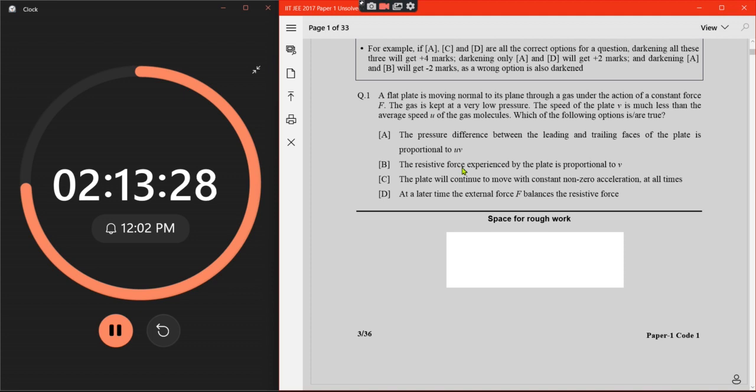Normal to its plane. Okay, fine. The gas is kept at a very low pressure. The speed of the plate is V. V is much less than the average speed U of the gas molecule. So the following option is also UV.